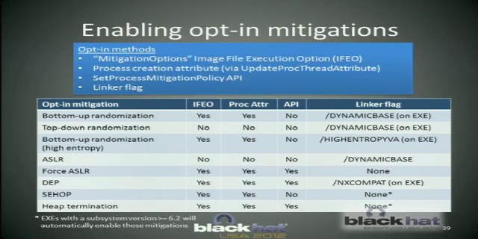So I'm not going to go into detail on this table here, other than to note in particular for bottom-up randomization, particularly high entropy bottom-up randomization, we've added a new linker flag called high entropy VA, which is enabled by default, that needs to be set if you want to take advantage of 64-bit high entropy.